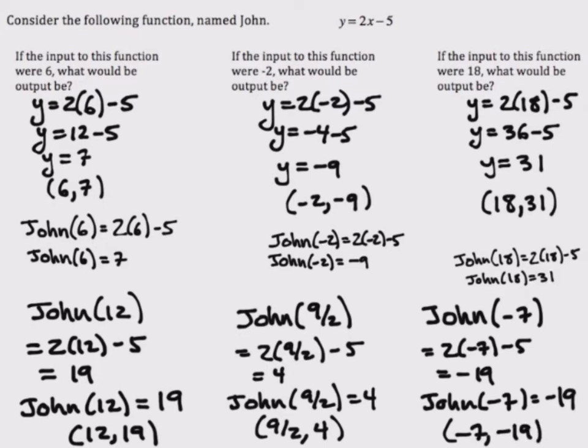Now, we can have any number as an input and find the output, so we need a general way to write John's rule using function notation. And instead of using y to represent the output when the input is x, we would simply say John of x equals 2x minus 5. The output when the rule John is applied to the input x is 2x minus 5. These two right here are absolutely synonymous statements.